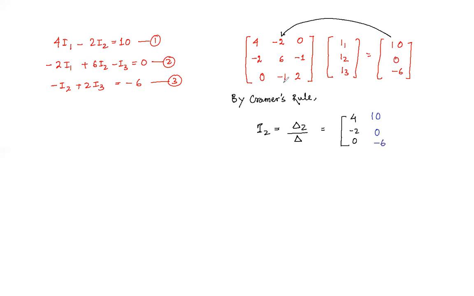Now minus 2, 6 and minus 1 is going to be replaced as 10, 0 and minus 6. And it is 0, minus 1 and plus 2. So I'm going to write here 0, minus 1, 2, divided by the whole matrix, that is 4, minus 2, 0, minus 2, 6, minus 1, 0, minus 1 and 2. And we know how to solve it easily.